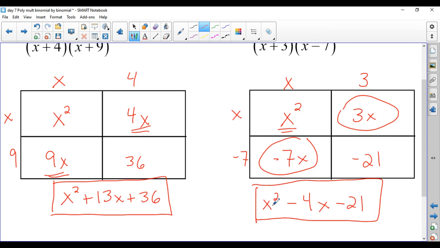So when you do your homework today, you're going to show whichever method you prefer to use. You can either FOIL or you can use boxes when you're multiplying binomial times binomial, but show me which way you're doing it.